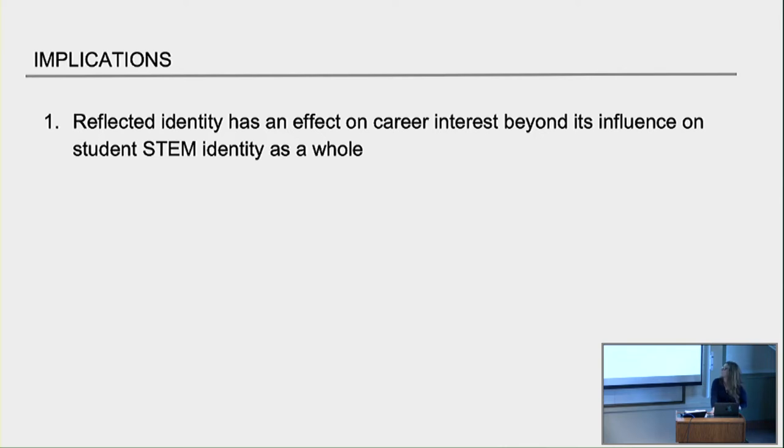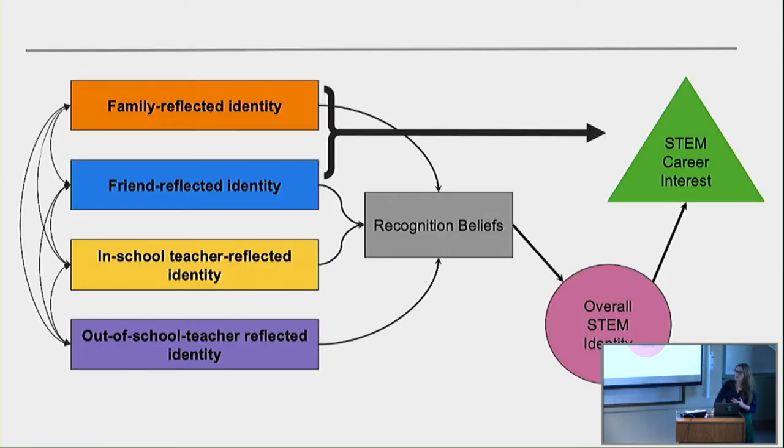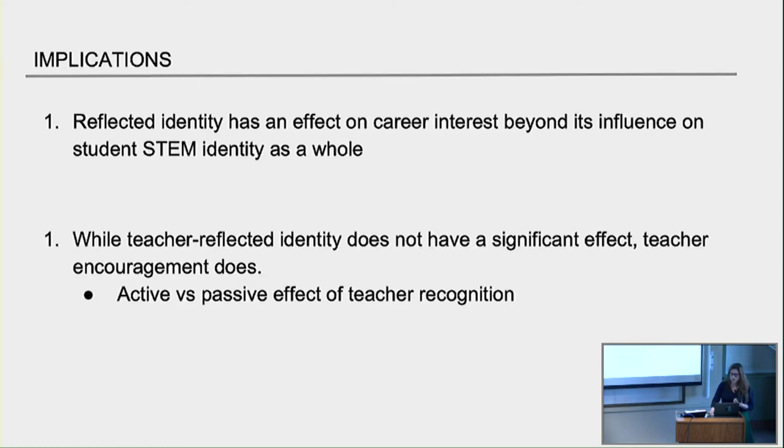So what does this mean? What are the implications? We found that reflected identity has an effect on career interest beyond its influence on student STEM identity as a whole. It becomes almost an unmediated effect that goes beyond where family and friends influence a student to pursue a career in STEM. The other implication we found is that while teacher reflected identity doesn't have a significant effect, teacher encouragement does. So we look at this as active versus passive encouragement, where if I encourage my students and say, you should pursue a STEM career, they have more of a chance to do that than me just thinking that they will or doing something passively.